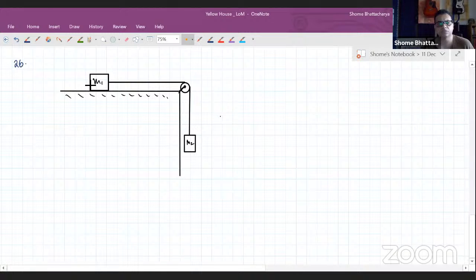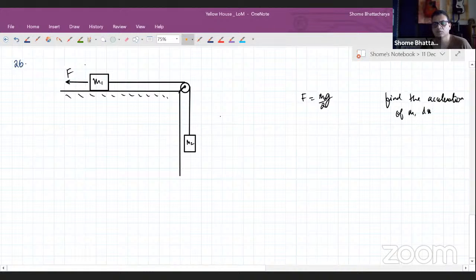An external force is applied to this block. Now that force's magnitude is given to us as M2 by 2, so the magnitude of that force is equal to M2 by 2 G. So half the weight of this block. So we have to find the accelerations. Table is smooth, find the acceleration of M1 and M2.